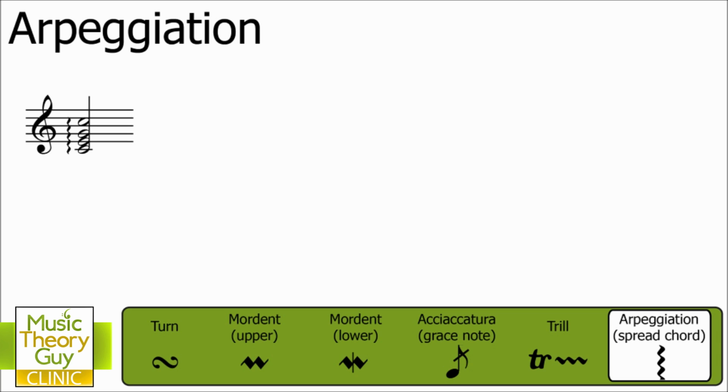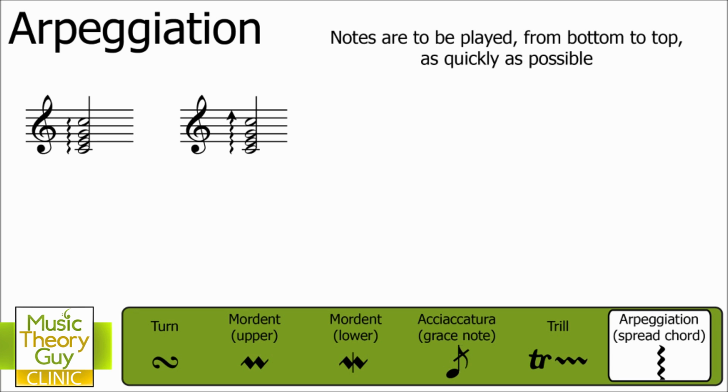Now we'll have a look at exactly what's just happened in a moment, but just be aware that sometimes you get a squiggly line and sometimes you get a squiggly line with an arrow pointing upwards. They both mean exactly the same thing. This is the technical definition of arpeggiation. Notes are to be played from bottom to top as quickly as possible.